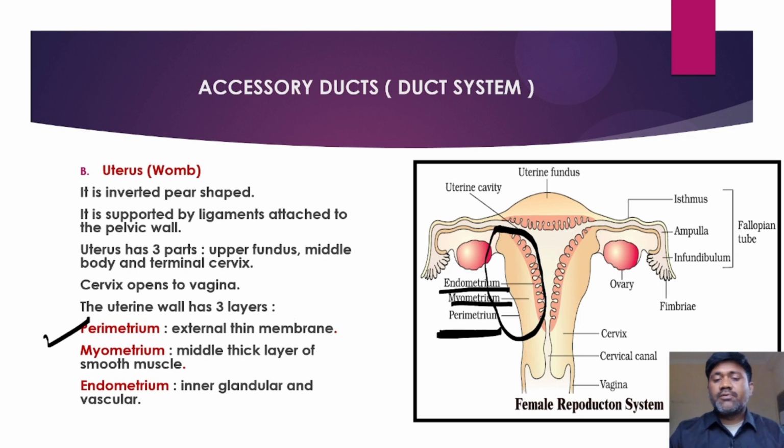This uterus wall is composed of three layers. One is the perimetrium, myometrium and endometrium. Perimetrium is the external thin membrane and myometrium is the middle thick layer. Endometrium is the glandular and vascular membrane.